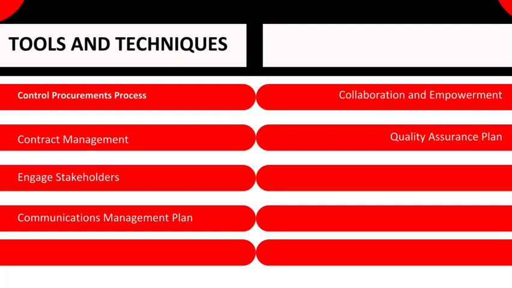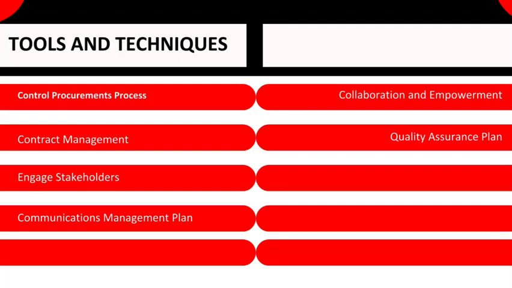Engage stakeholders. The project manager should engage with all relevant stakeholders, including the supplier, the procurement team, and the project team. The project manager should communicate with the supplier on a regular basis to ensure that the project is on track and to identify and resolve any potential problems. The project manager should also communicate with the procurement team and the project team to keep them updated on the status of the contract.